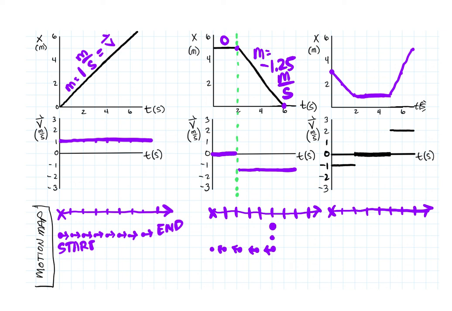Always use, if you can, always use the position time graph for your motion map. And depending on where you started, it has to match up. So I need to start at 3 here. Then I'm going to go backwards at 1 meter per second for 2 seconds. Then I'm going to sit still for 3 seconds. Then I'm going to go forward for 2 seconds at 2 meters per second, like such. And that's going to be my motion map.